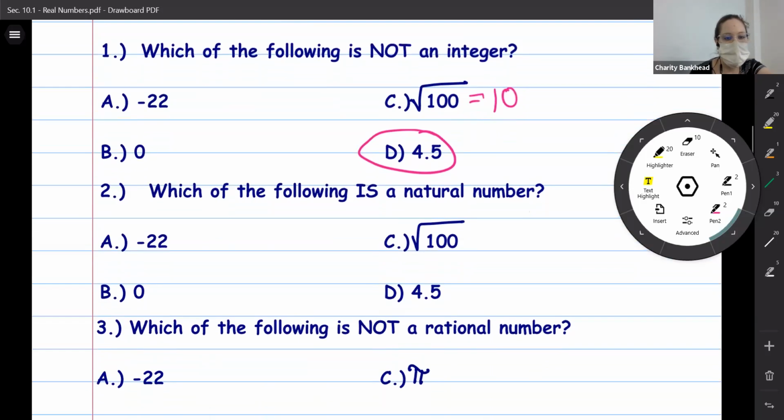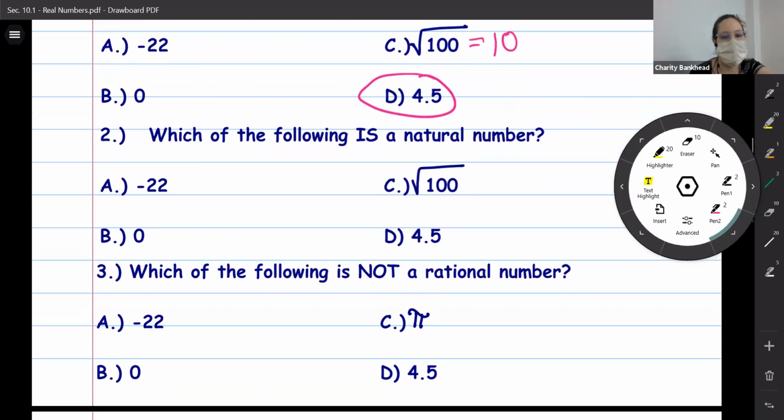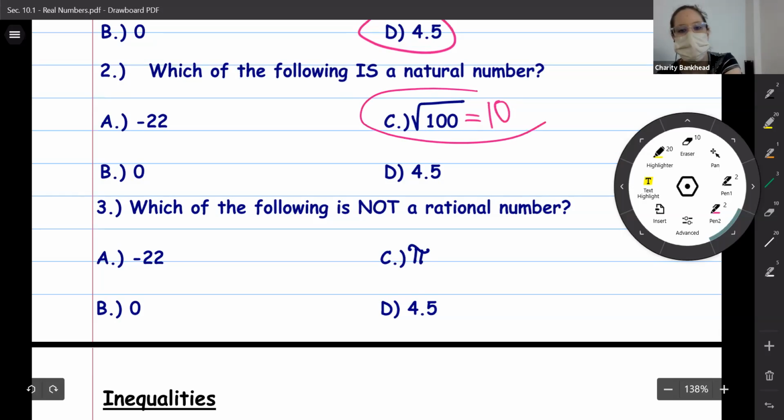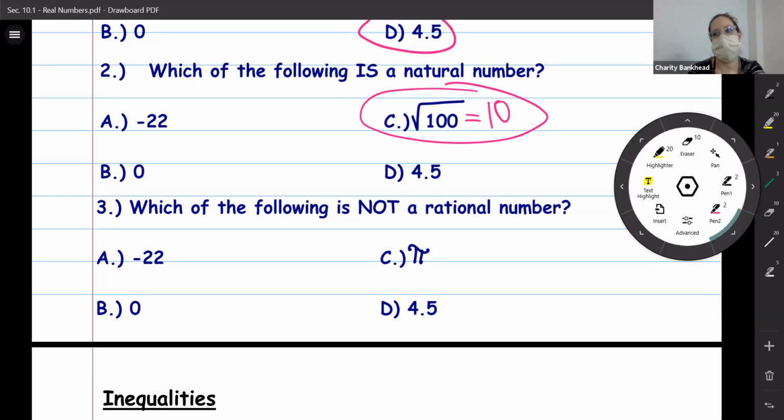All right, number 2, which of the following is a natural number? Nope, negatives are not natural numbers. Which of the following is a natural number? Right. Since the square root of 100 is 10, and 10 is a natural number. All of the rest of those are not natural numbers. 0 is not a natural number, a negative can't be a natural number, and a decimal can't be a natural number.